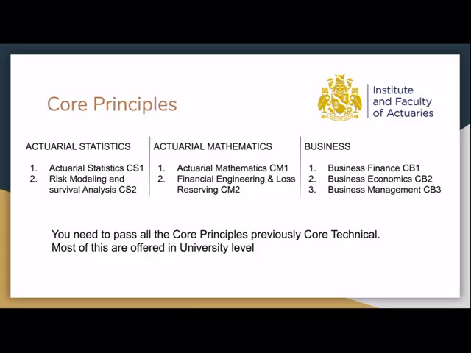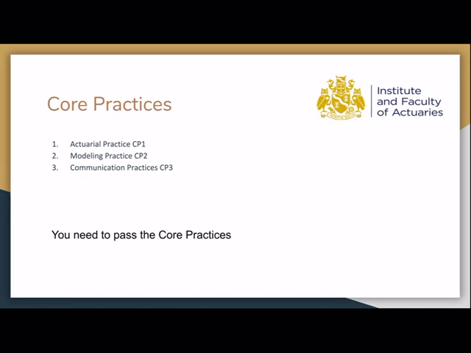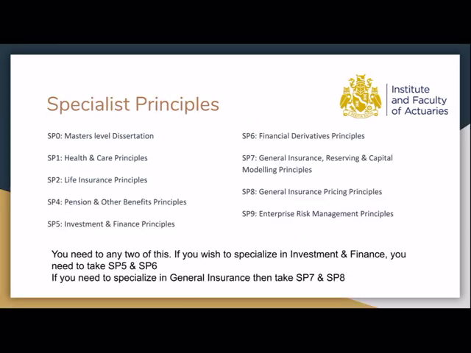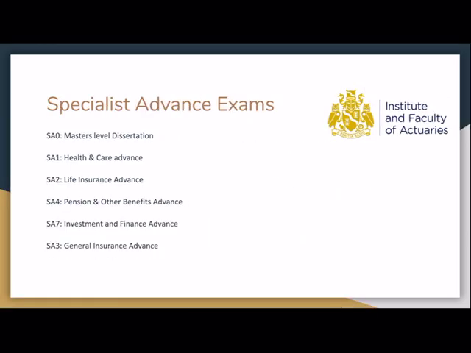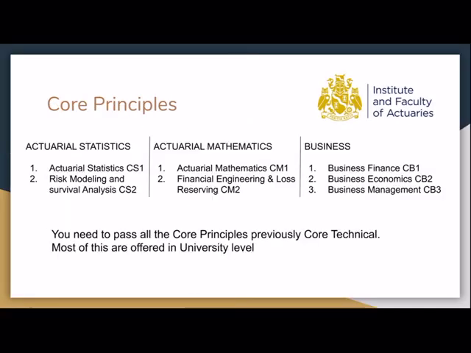So we have core principal exams. We have 4 categories of the exams. That is the core principal exams, the core practice exams, the specialist principals exams, as well as the specialist advanced exams. On your core principal exams, they've characterized them into 3 subjects. That is actuarial statistics, actuarial mathematics, or business.